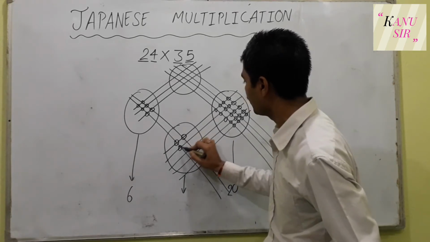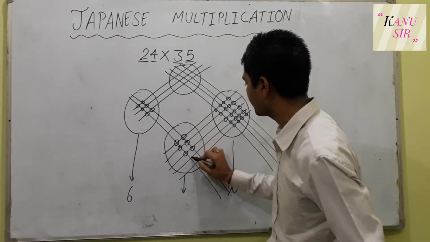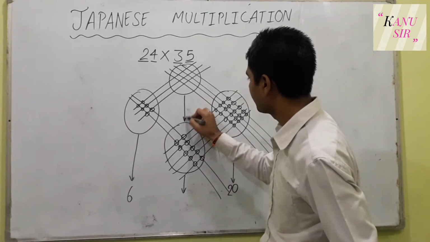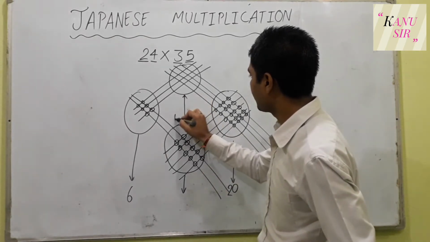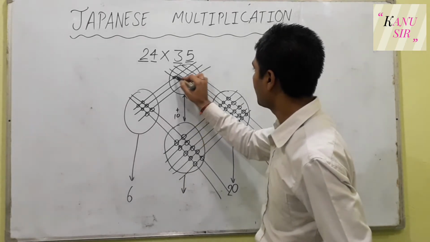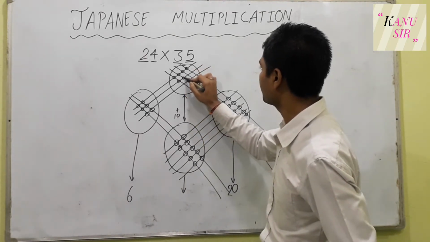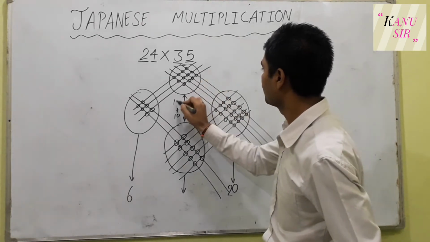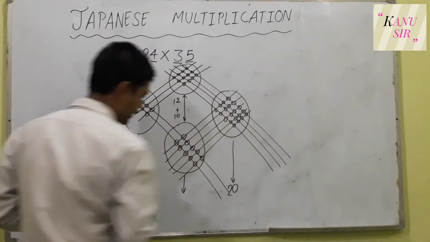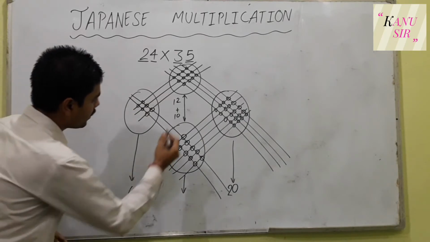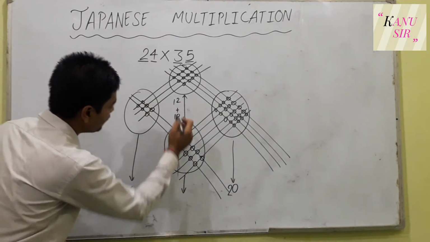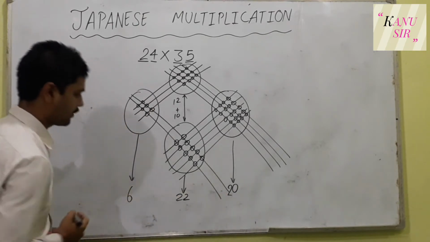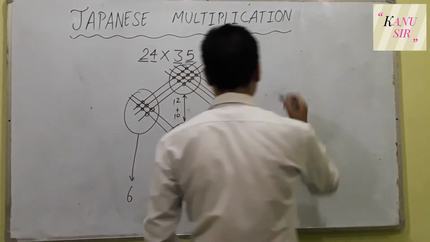1, 2, 3, 4, 5, 6, 7, 8, 9, 10. So you can write 10 plus 1, 2, 3, up to 12. Here in total 12 plus 10 is 22, and 20 and 6. Now how to manage these numbers?